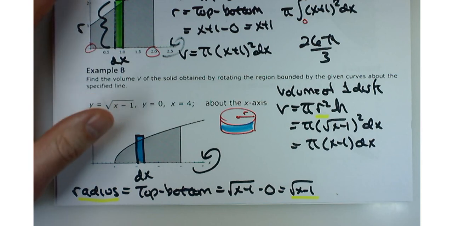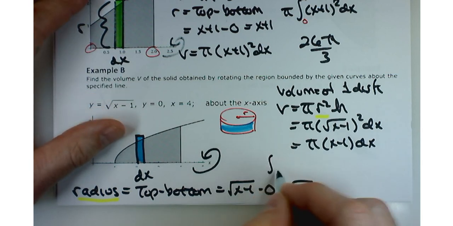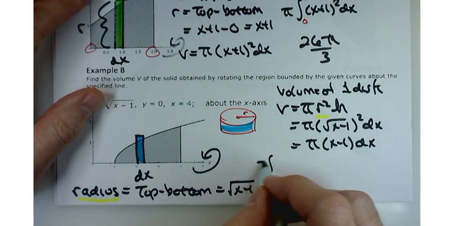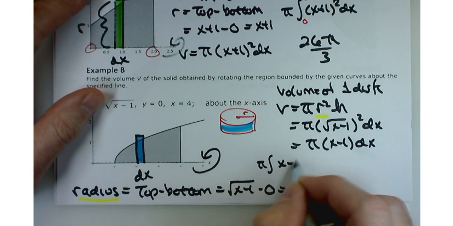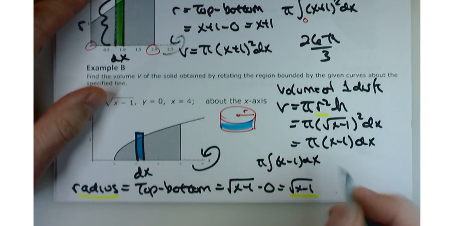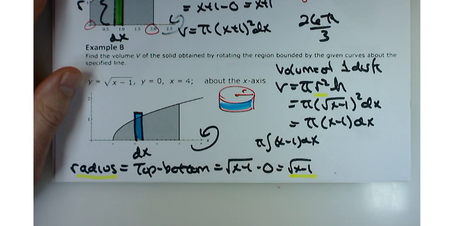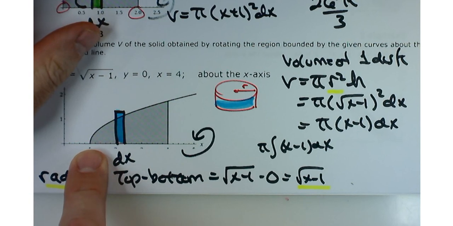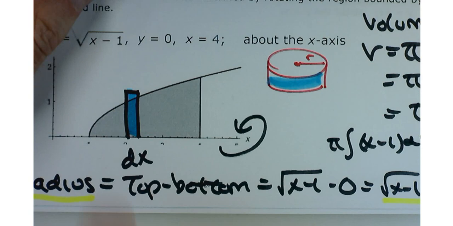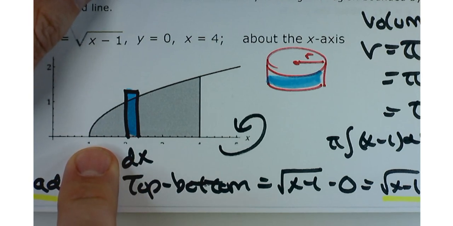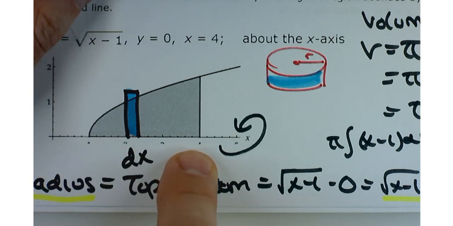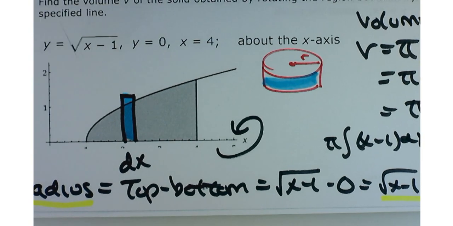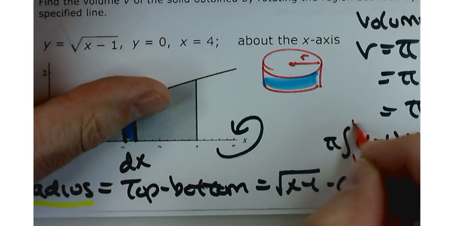And the integral that I'm going to need is, well, let's see, I'll take the pi out here, x minus 1 dx. What limits of integration should I use here? Ah, nice. You got to look at your region here. The region starts at 1, goes up to 4. So those are going to be my limits of integration. 1 to 4.